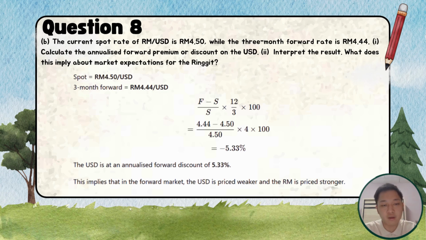Then I divide by RM 4.50 and multiply by 4 because the forward contract is for 3 months. The result is negative 5.33%. Since the result is negative, the US dollar is at an annualized forward discount of 5.33%. This means the US dollar is priced weaker in the forward market. At the same time, the ringgit Malaysia is priced stronger in the forward market.